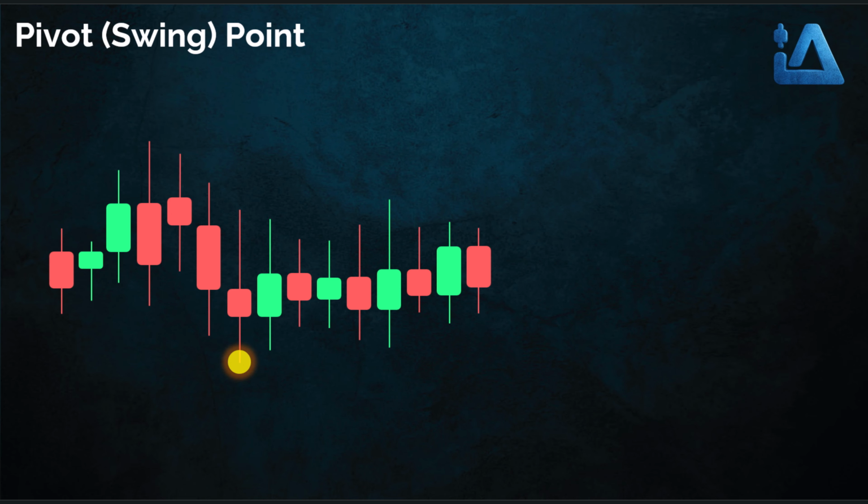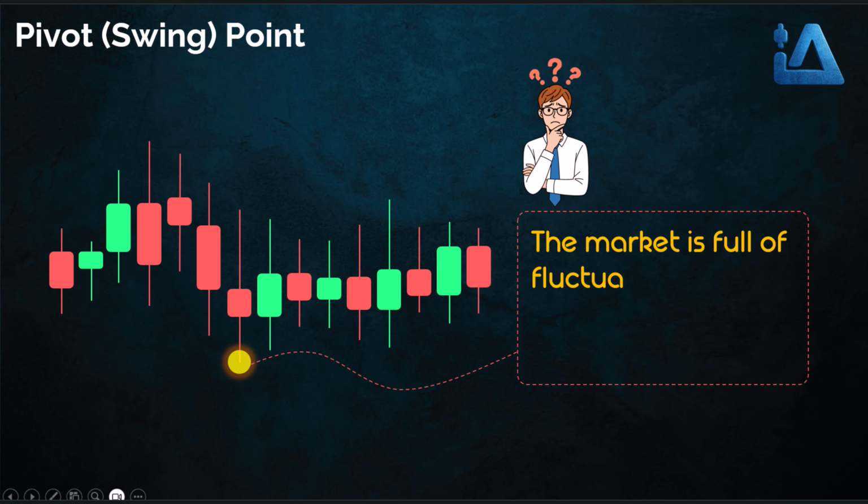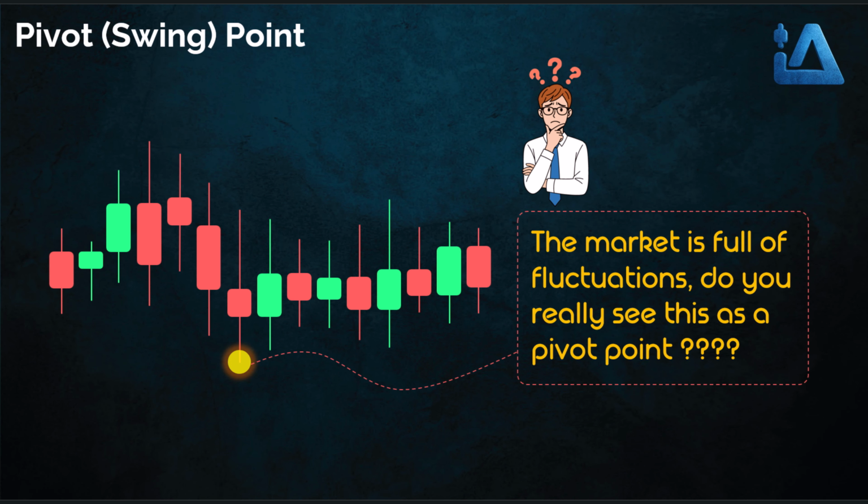Look at how these candles are moving and how they're placed relative to each other. The market is volatile. Do you really see this point as a pivot point? This is completely wrong. That point is not a pivot point. Almost all the indicators out there right now identify pivot points exactly like this, and that's wrong. Let's watch a short video together.